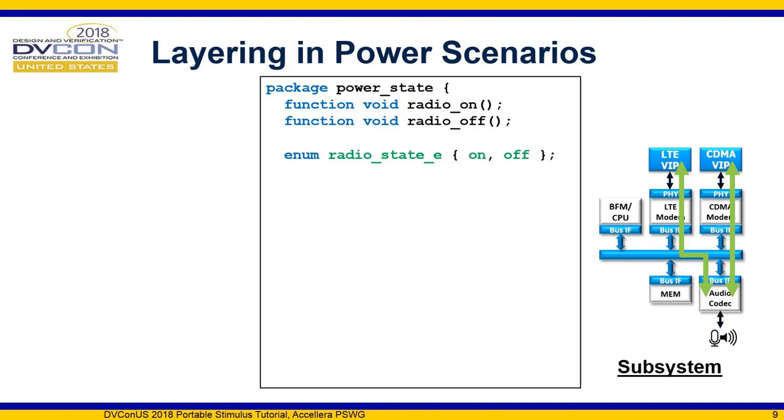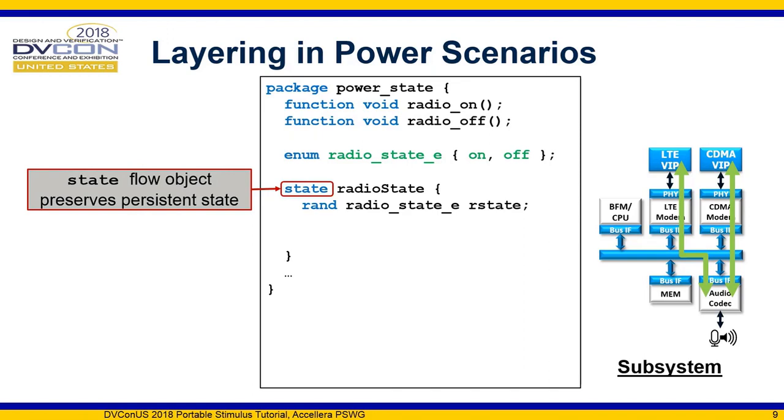So we're going to define some power state package, that's fine. We have a radio on, radio off function. You've already seen that. There's nothing new going on over there. We have a little enum that's keeping track of whether this radio subsystem is on or off. Nothing new there. We're going to introduce a state flow object, right? So this radio state is a state object, as opposed to what you've seen so far. You've seen a buffer and you've seen a stream. Okay. So state objects are interesting in that they remember their previous states. Okay. Buffers and streams do not. This is the only way to have persistent state in the portable stimulus model.